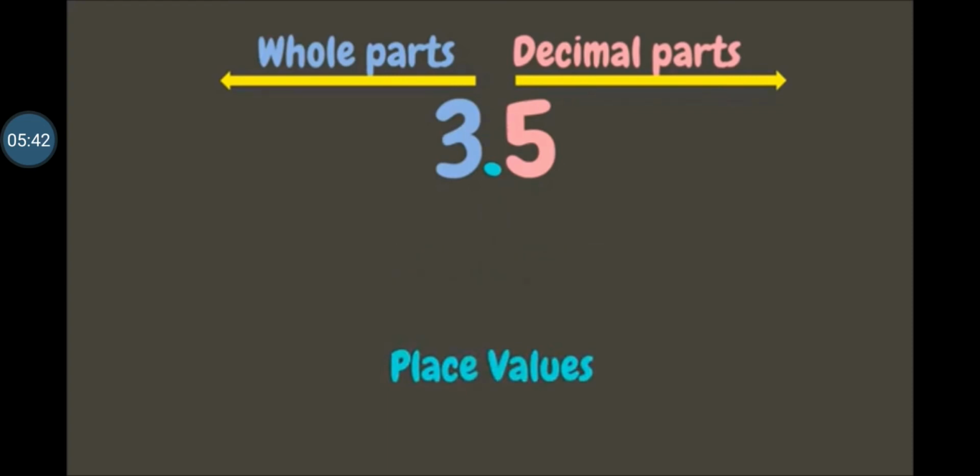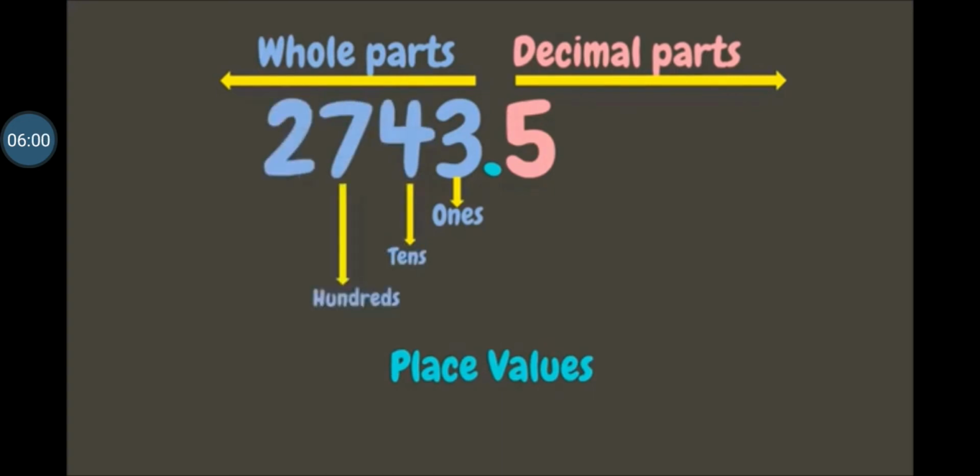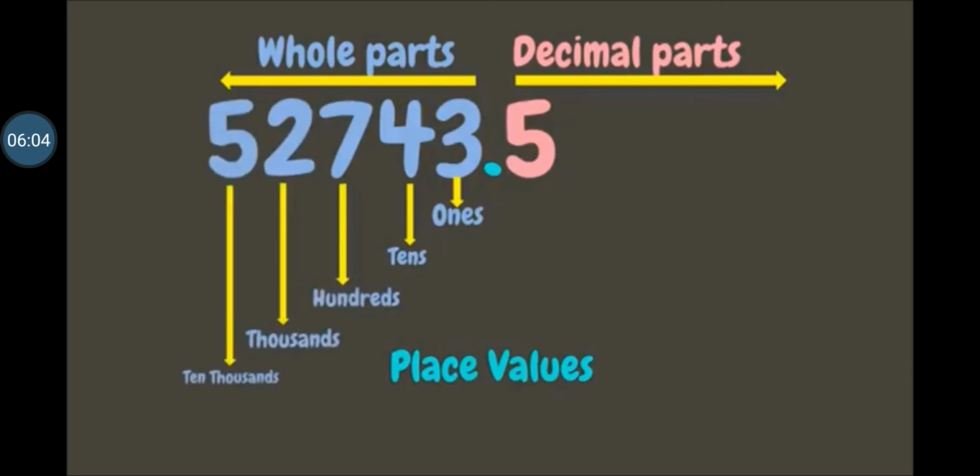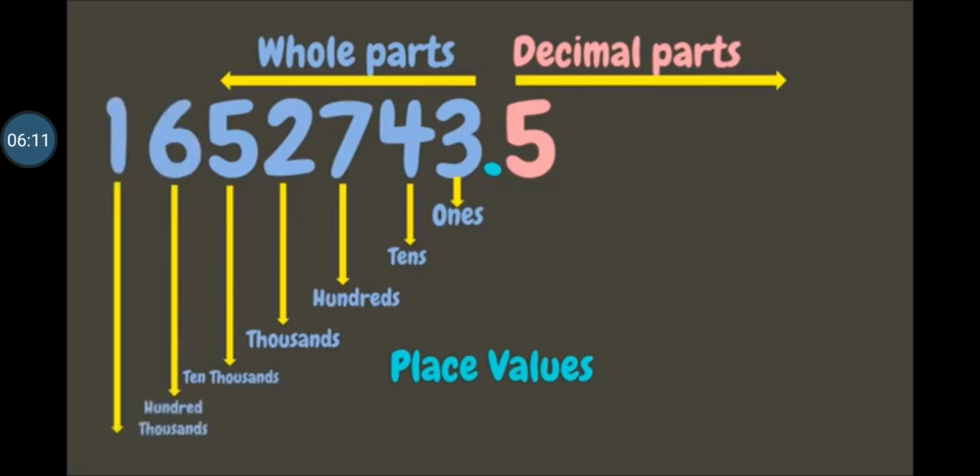Now let's review the place values. As you know about the place value of whole numbers, the first digit is always ones, then tens, hundreds, thousands, 10,000s, 100,000s, millions, and so on.